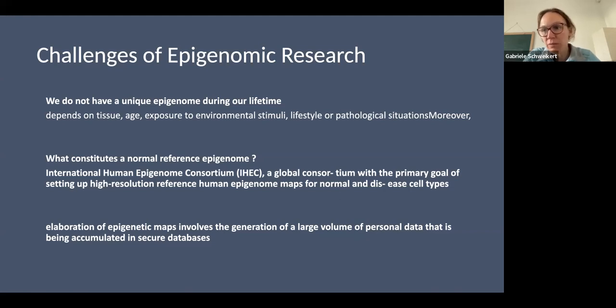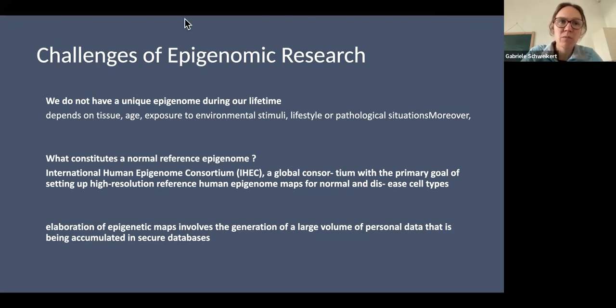So we have talked about ENCODE and the ENCODE challenges to predict a reference epigenome. We found that it's actually quite difficult to validate which of these data sets are the correct ones. There are other initiatives, for example, the International Human Epigenome Consortium, which is also a global consortium with the primary goal of setting up high-resolution reference human epigenome maps for normal and diseased cell types. So there are a lot of data sets already available.